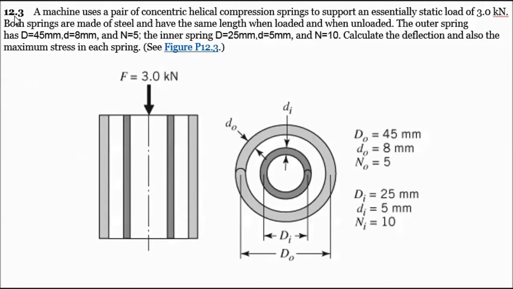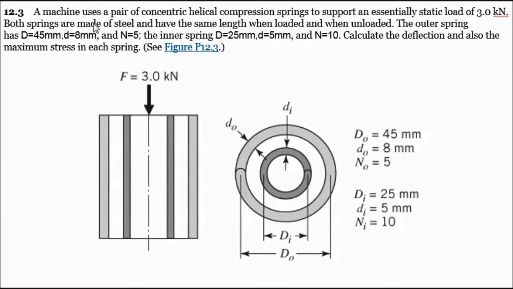Let's take a look at problem 12.3. In this problem, we have a machine that uses a pair of concentric helical compression springs which support an essentially static load of 3 kilonewtons. Now, the statement tells us we're dealing with a static load, and it also tells us which type of spring we're dealing with. We're dealing with concentric helical compression springs, and there's a pair of them. There's going to be an inner and an outer one of these springs.